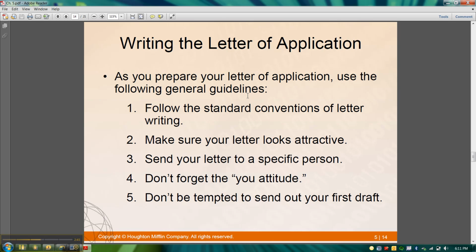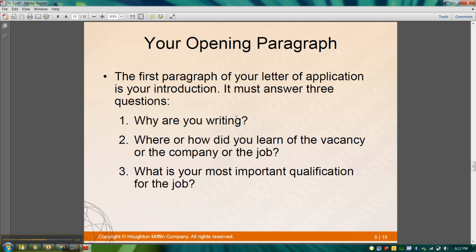When writing your letter of application, our book says there are a few things that you need to do. It talks about these on pages 152 and 153. Follow the standard conventions of letter writing. Like I said, we've already done that. Make sure your letter is attractive. Send it to a specific person, and this is important. You need to do a little research and find the person that's in charge of hiring people in the company that you're trying to apply for. Don't forget your attitude, and again, don't send out your first draft. Make sure you look it over and over again to make sure it's perfect before you send it out.